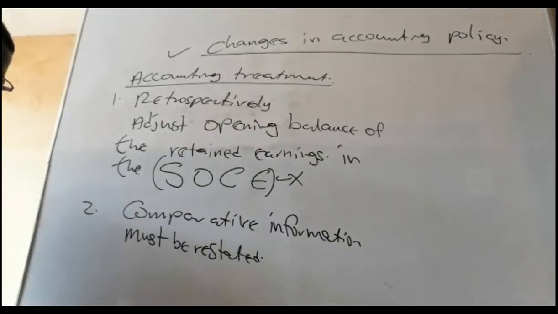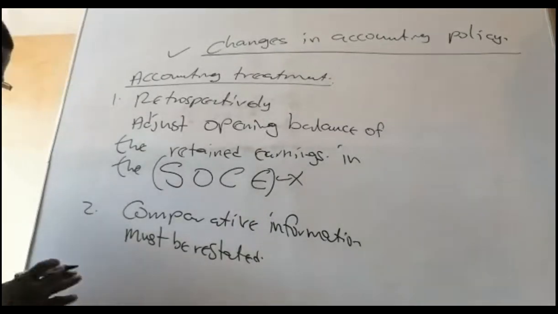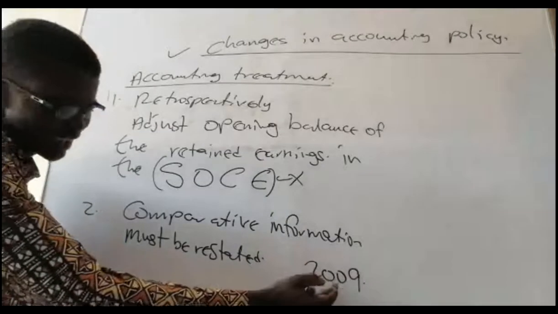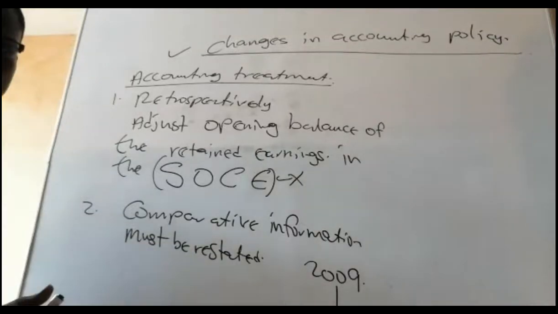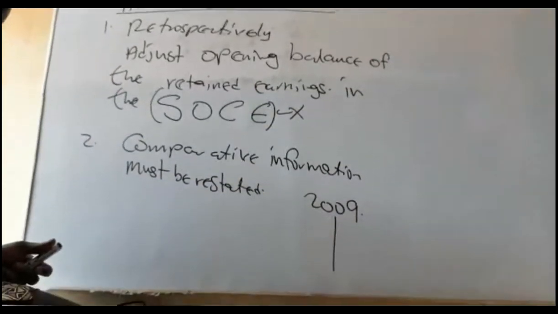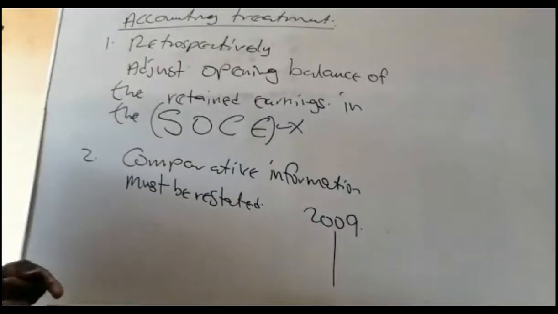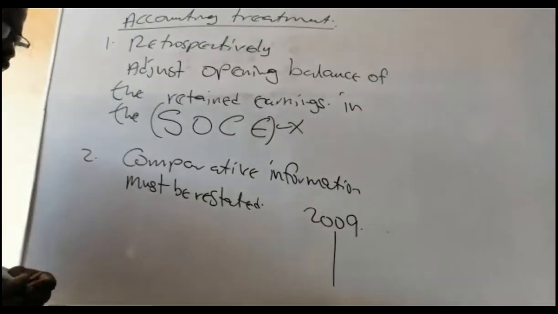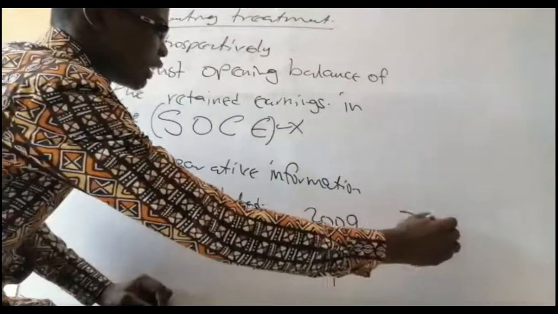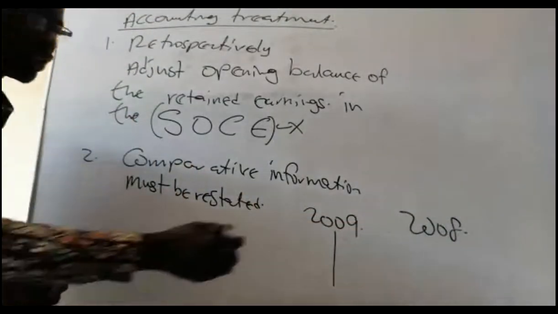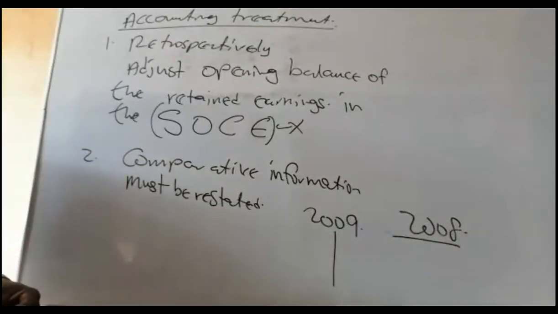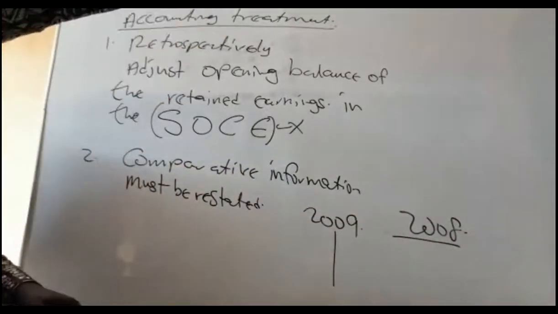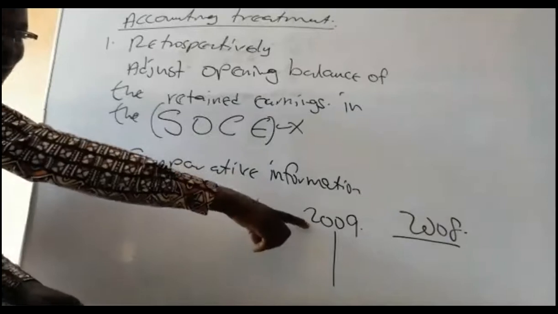So, for instance, in our example, we changed the policy in 2009. So the 2009 financial statement we are going to prepare using what? The new policy. That's the good news. Now, when we want to compare this performance to that of 2008, there'll be trouble, right? Yes, 2008, there'll be trouble because the policy in 2008 has been changed in 2009.